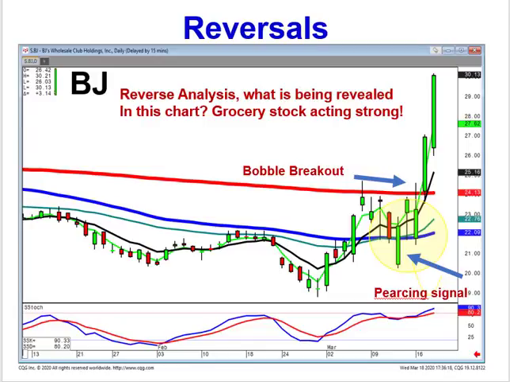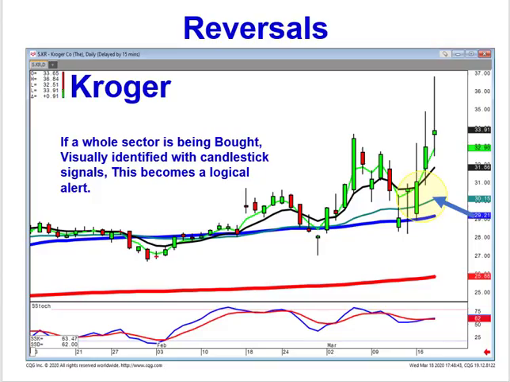But here's the major advantage of candlestick analysis. This is what we call reverse analysis, or reverse engineering analysis. Notice how we had a piercing signal, and then a bobble breakout. That in itself is good information that you've got a good bullish chart. But what is it also revealing? It's revealing that maybe the grocery store stocks are acting well.